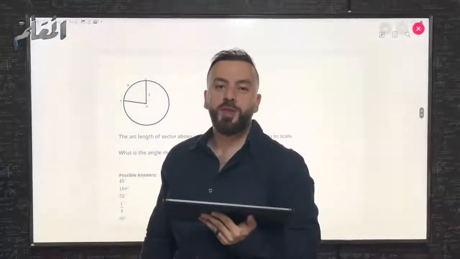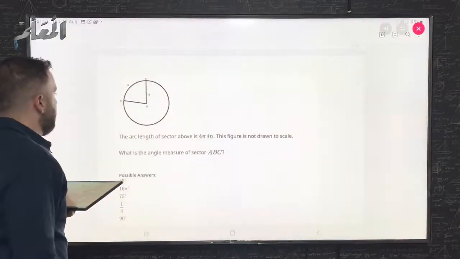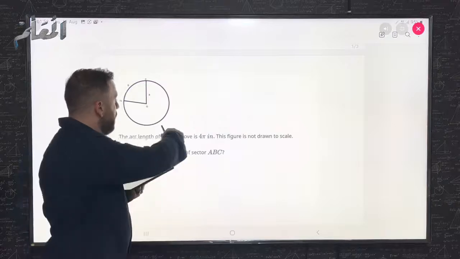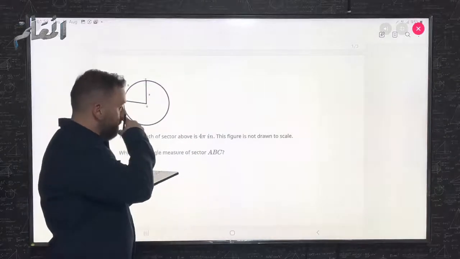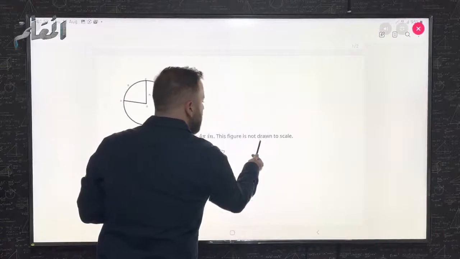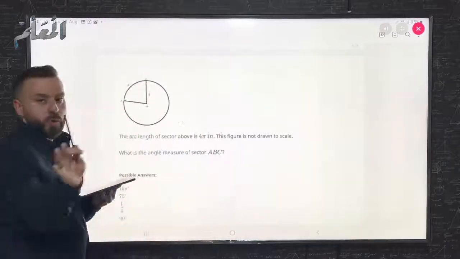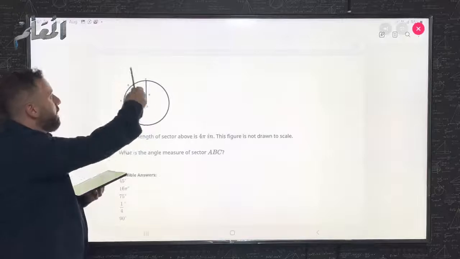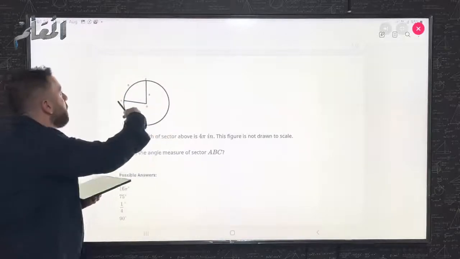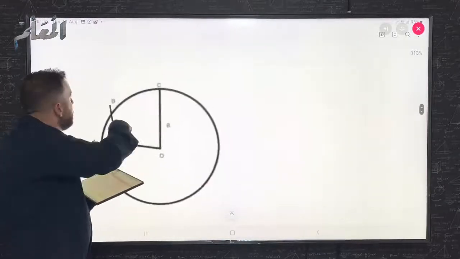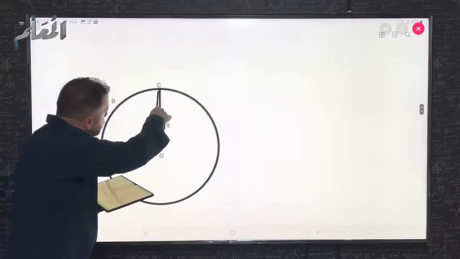Okay. Question 3. Check this out. The arc length of a sector above is 4 pi. This figure is not drawn to scale. Usually that happens in the M1, so it's just like a representation of a figure. So we got here, as you can see, those are numbers, okay.